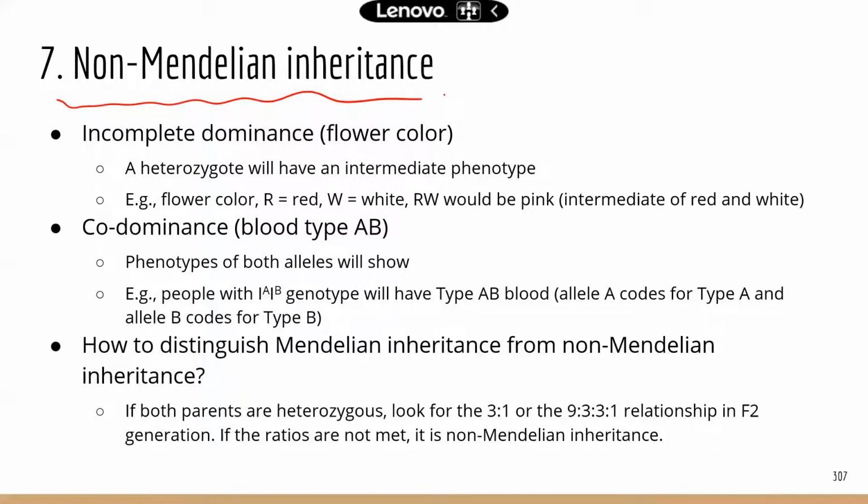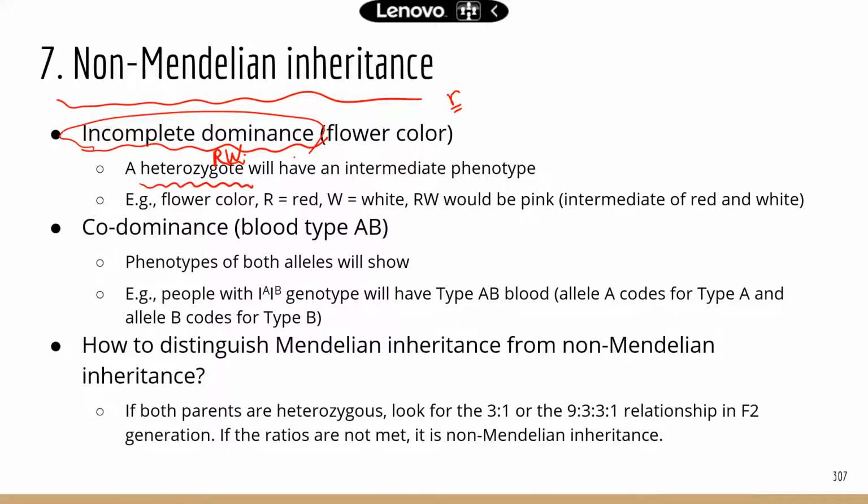For non-Mendelian inheritance, we have incomplete dominance. In this case, there's no dominant trait or recessive trait. When you have a heterozygous genotype, let's say big R W, you're going to ask, why is this not little r, but big W? Remember, little r or any lowercase letters represent recessive traits, right? But in this case, it does not follow dominant recessive trait because this is incomplete dominance.